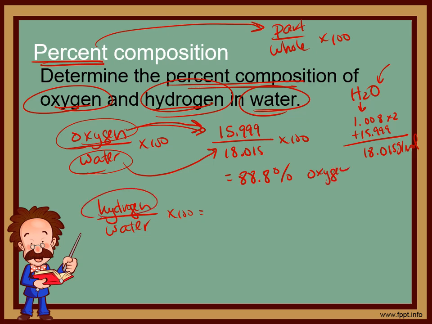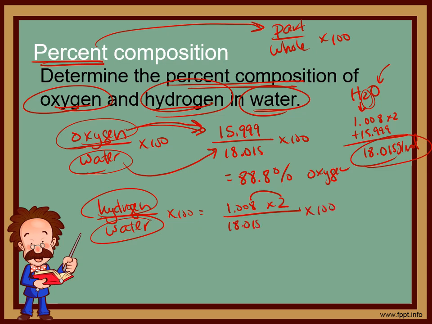So let's find hydrogen's mass. Hydrogen is 1.008. But in water, there are actually 2 of them. So I'm going to multiply that by 2 because I want all the hydrogens that are in the water. So I'm going to do 2 times 1.008. I'm going to divide it by the total mass of the whole compound, water, which we found up here was 18.015 grams per mole, times 100 to make it a percent.